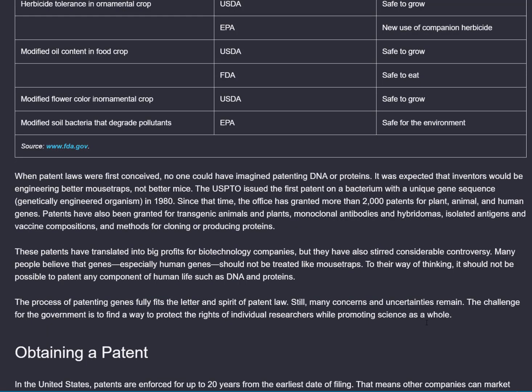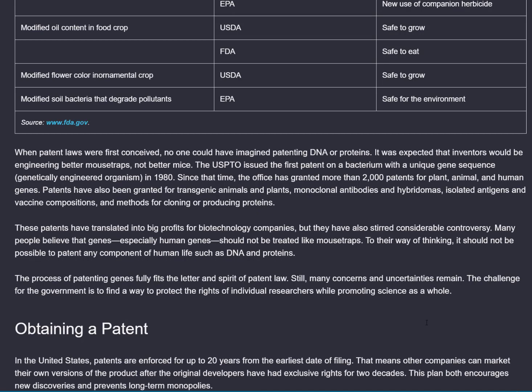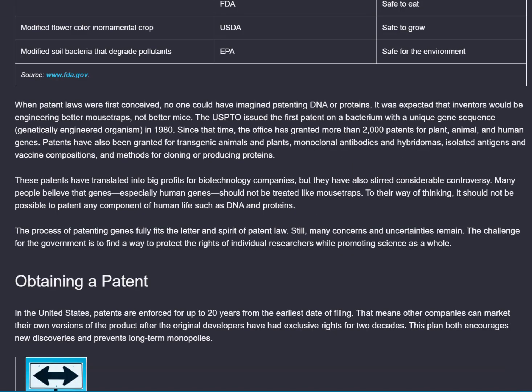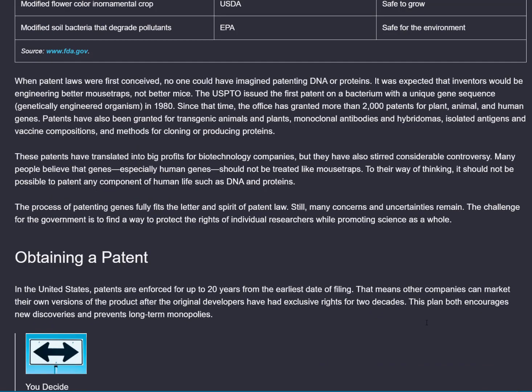Herbicide tolerance in ornamental crop. USDA. Safe to grow. EPA. New use of companion herbicide. Modified oil content in food crop. USDA. Safe to grow. FDA. Safe to eat. Modified flower color in ornamental crop. USDA. Safe to grow.